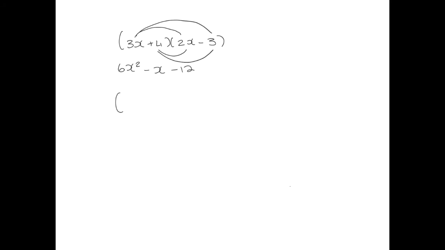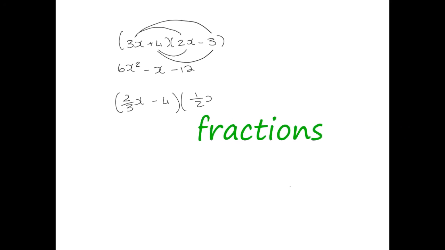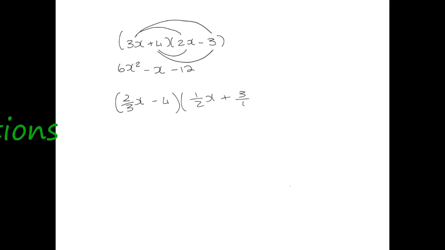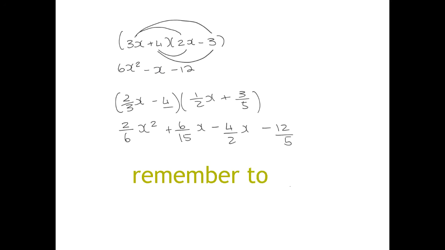If we had fractions, 2/3 x minus 4 and 1 over 2x plus 3 over 5. So I've just chosen random numbers. So we do exactly the same. But when you times fractions, it's top with top and bottom with bottom. So 2 over 6, I'm not simplifying it yet, x squared, plus 6 over 15, minus 4 over 2, minus 12 over 5. Remember, that's over 1.